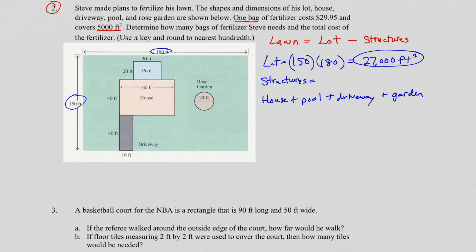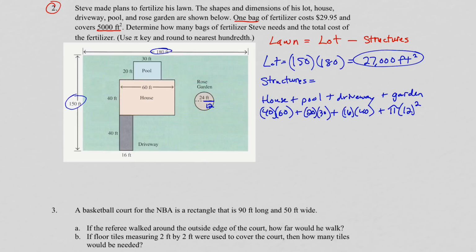Okay, so we have 3 rectangles and a circle. So the house is just going to be 40 times 60. The pool is going to be 20 times 30. The driveway is going to be 16 times 40. And then the garden has a radius of 12, half of that diameter, so this is going to be pi times 12 squared.